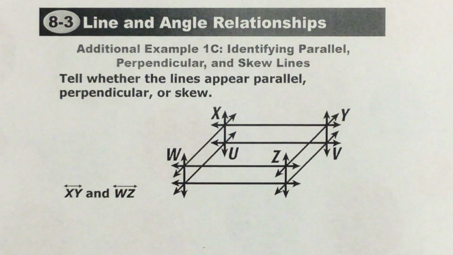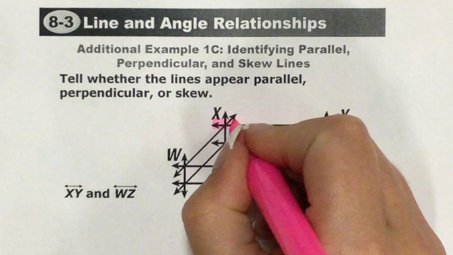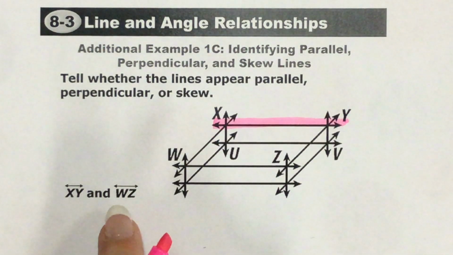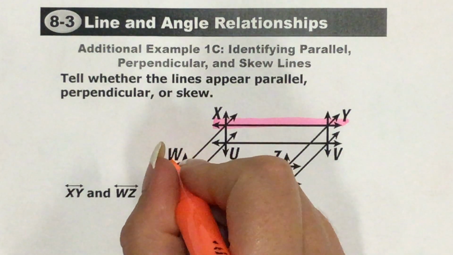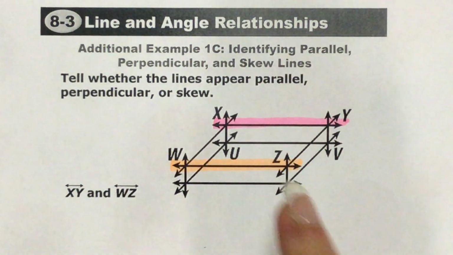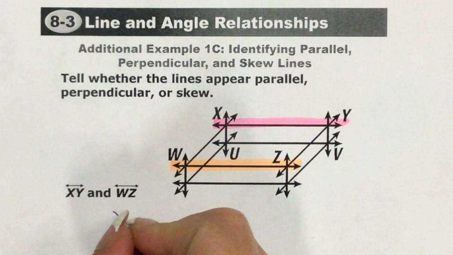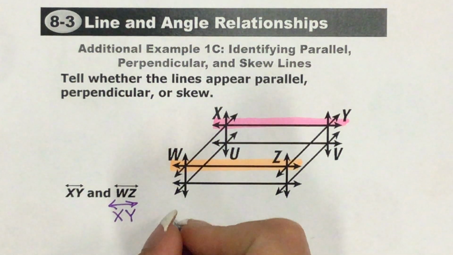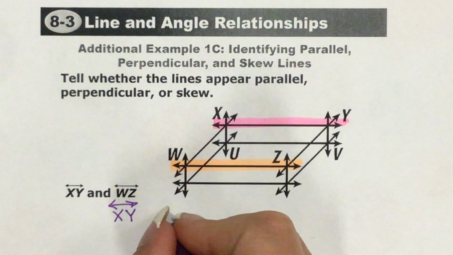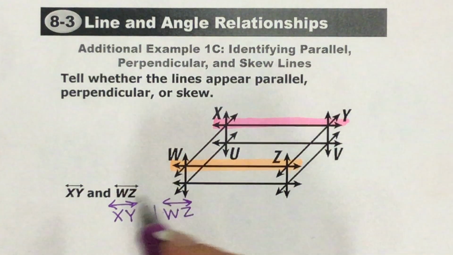Okay, 1C, we're doing the same thing. Now we're looking at lines XY. So XY would be right here, and WZ, which would be right here. Now these lines definitely look as if they're parallel, so we can say line XY and line WZ are parallel. We can use the parallel symbol like that.